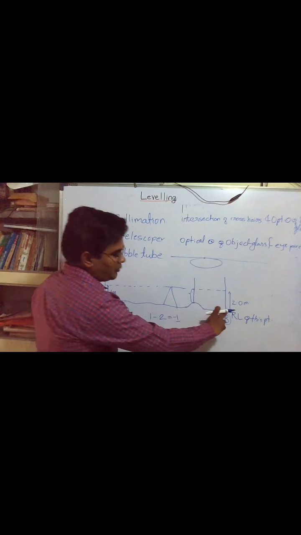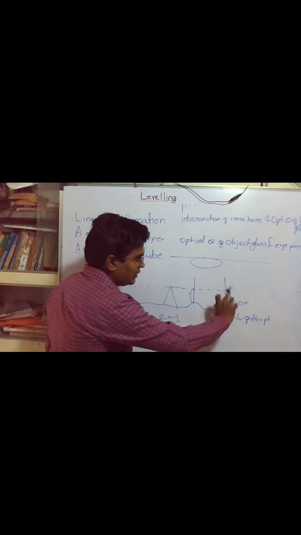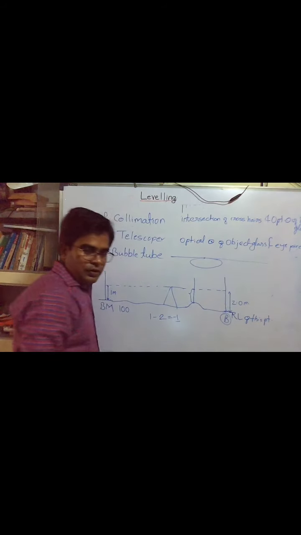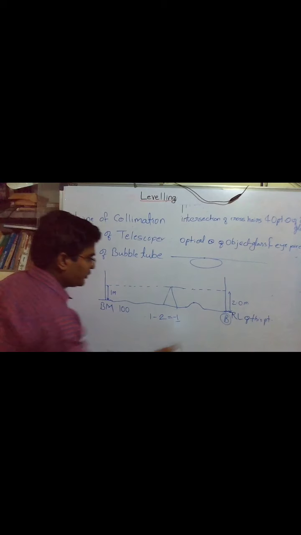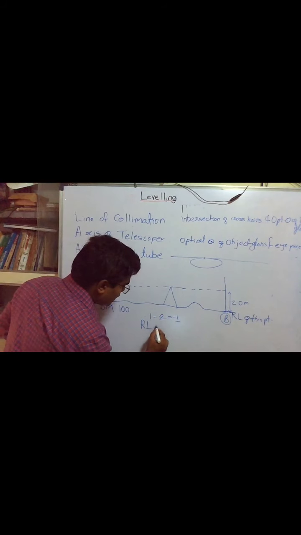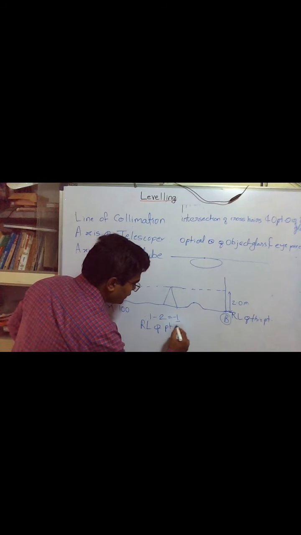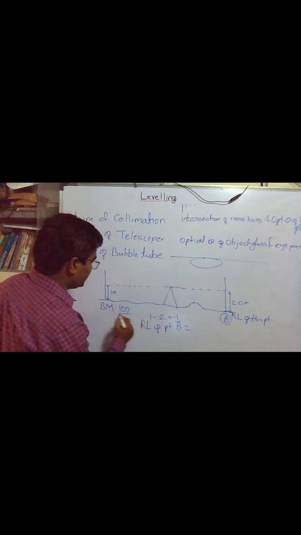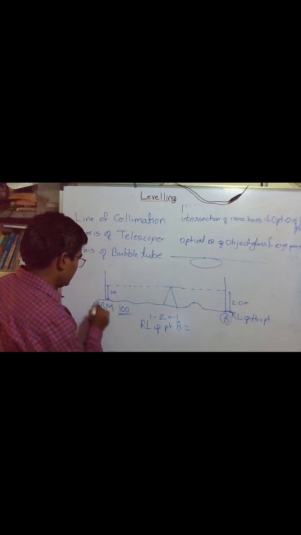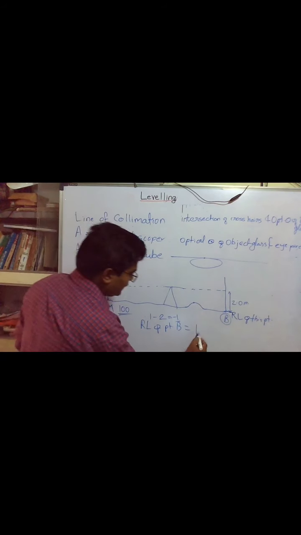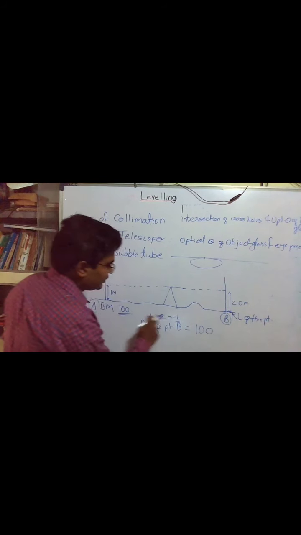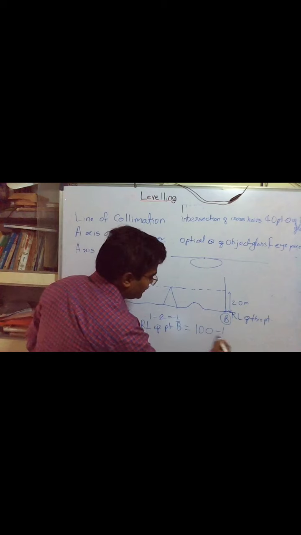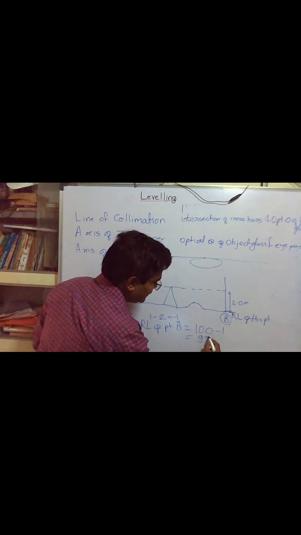Okay, now this point is at lower elevation, so here the reading is more. So what is the RL of this point B? What is the RL of this point A? RL of point A is 100. And what is the elevation difference between these two points? Minus 1. So RL of B is 99 meter.